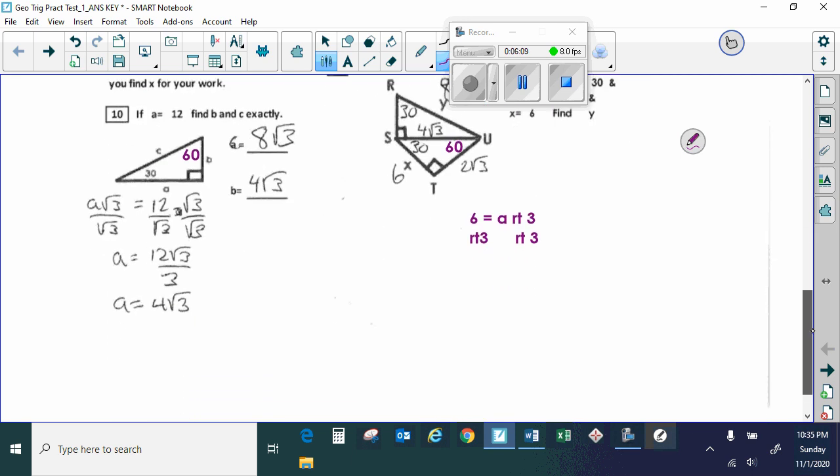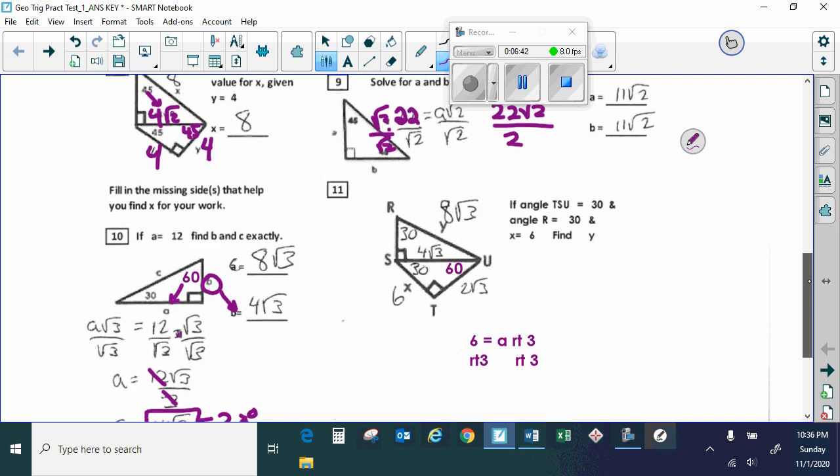Number 10. If A is 12, A is across from the 60-degree side, so I set that equal to A root 3 is 12. Divide by root 3, then rationalize. I get 12 root 3 over 3, and 12 divided by 3 is 4, so A is 4 root 3. That's the 30-degree angle, so the 30-degree angle is actually letter B. So I put that right there. And how do I go from the 30-degree side to the hypotenuse? I double that. 4 root 3 doubled is 8 root 3.